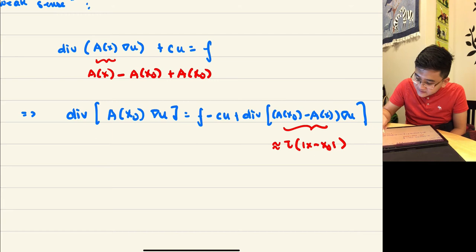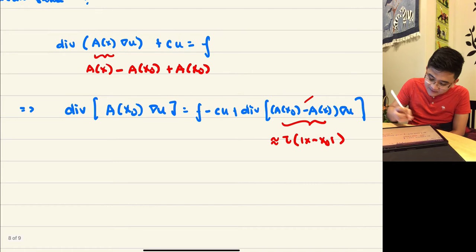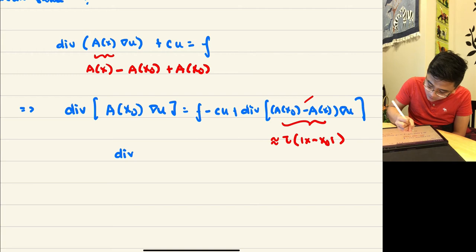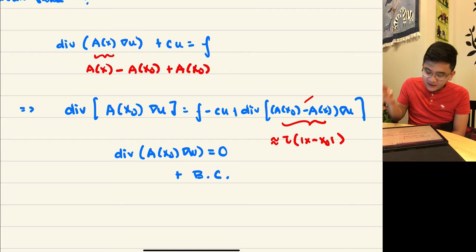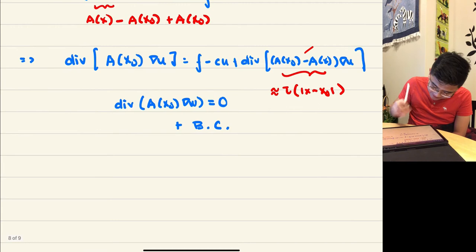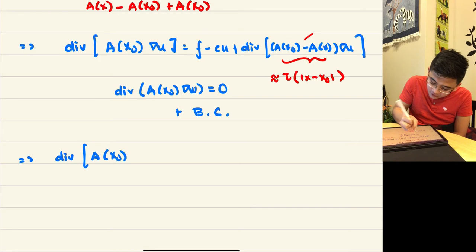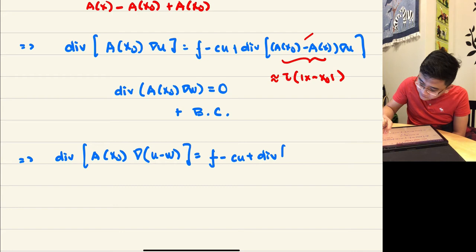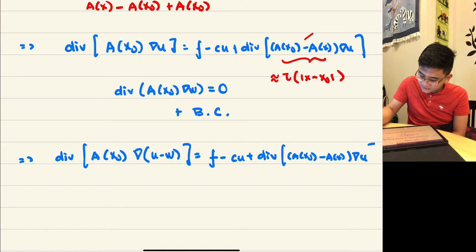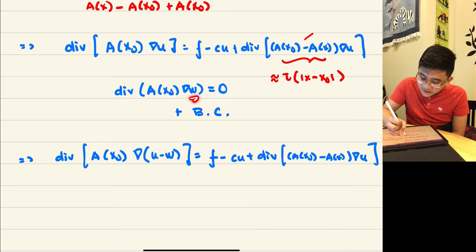Now, the other key part in the argument is we consider a function that solves this equation. So divergence of a of x0 grad w is equal to 0 plus some boundary condition. We're going to see that later on. And what we're going to do is subtract this equation from this equation, giving us something like divergence of a of x0 grad of u minus w is equal to f minus cu plus divergence of a of x0 minus a of x grad u.